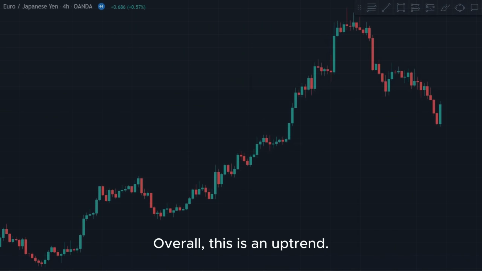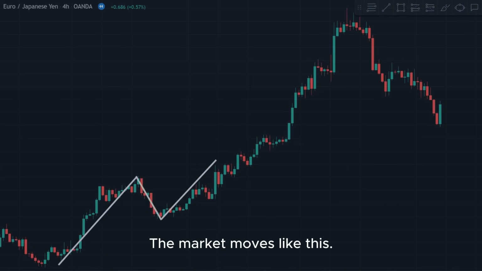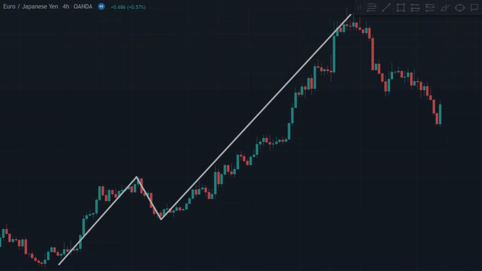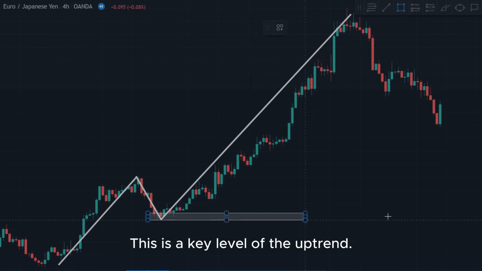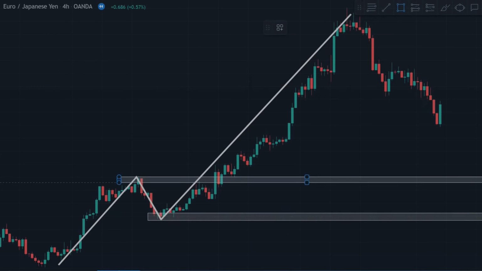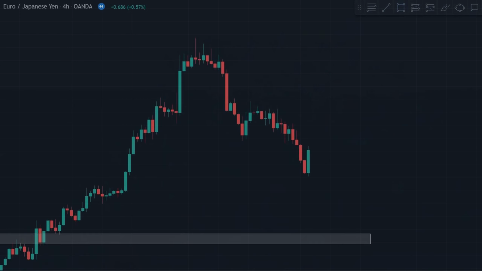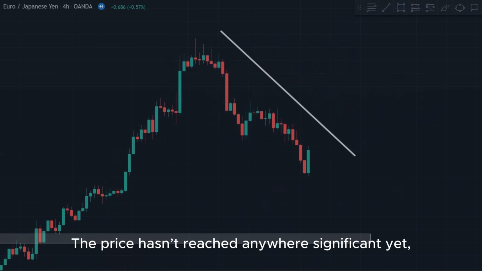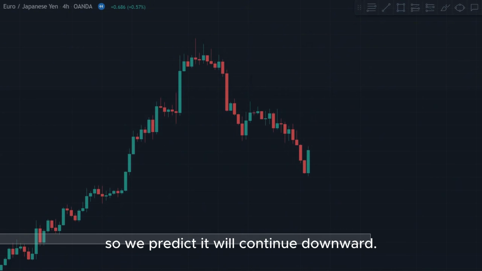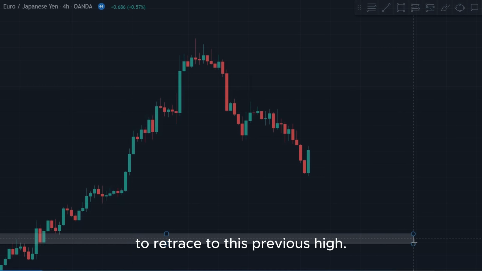Overall, this is an uptrend. The market moves like this. This is a key level of the uptrend. This is the previous high. But currently, the price is in a corrective downtrend. The price hasn't reached anywhere significant yet, so we predict it will continue downward. It's highly likely to retrace to this previous high.